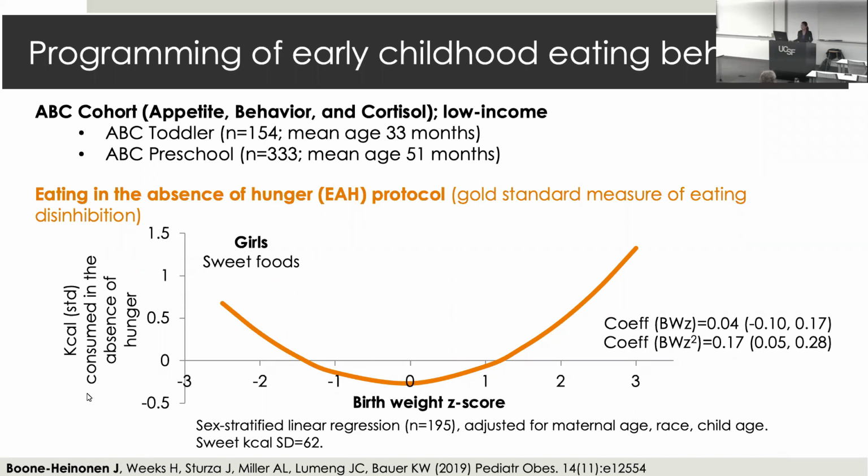So that's what's shown here. This is calories consumed in the absence of hunger, in this case for sweet foods. I'm showing this just for girls here, and we plotted this as a function of birth weight Z-score. Okay, and this curve here, if anyone's seen the evidence related to birth weight and various birth outcomes or chronic disease outcomes, looks very similar to that curve. It's U-shaped, so we're seeing essentially less eating disinhibition, poorer appetite control, in girls who were born at the lower end and the higher end.